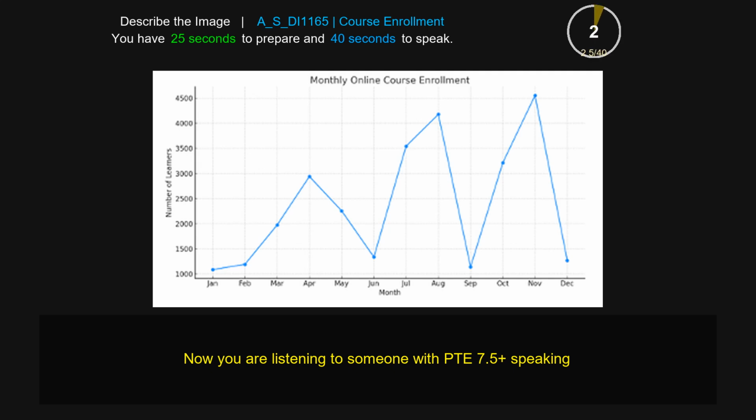The given image is a line graph and it gives us information about the monthly online course enrollment. On the x-axis we have the names of the months January, February, March, April. On the y-axis we have the number of learners ranging from 1000 to 4500, and it is evident from the picture that in the month of January it is the least enrollment, which is just around 1100, and in the month of November it is highest, which is almost equivalent to 4500 learners that have enrolled in the online course. Overall, it gives us information about the monthly online course enrollment.